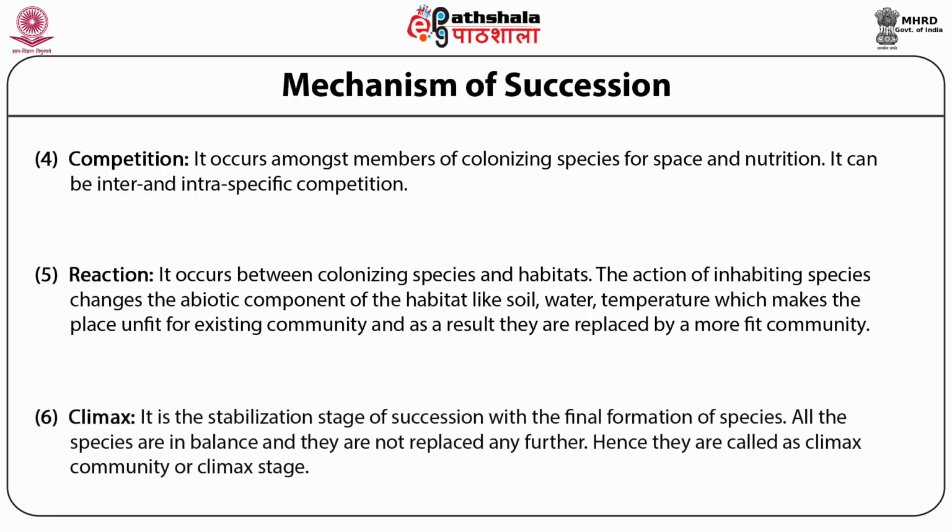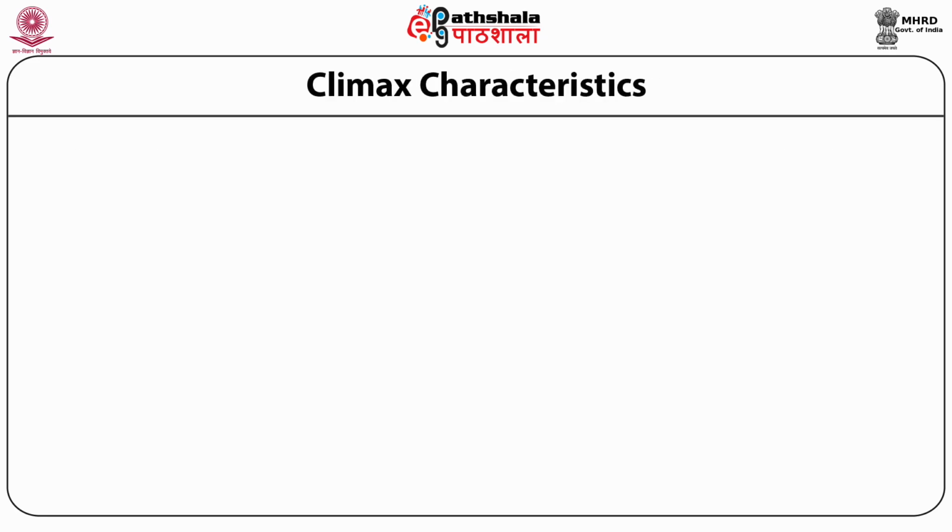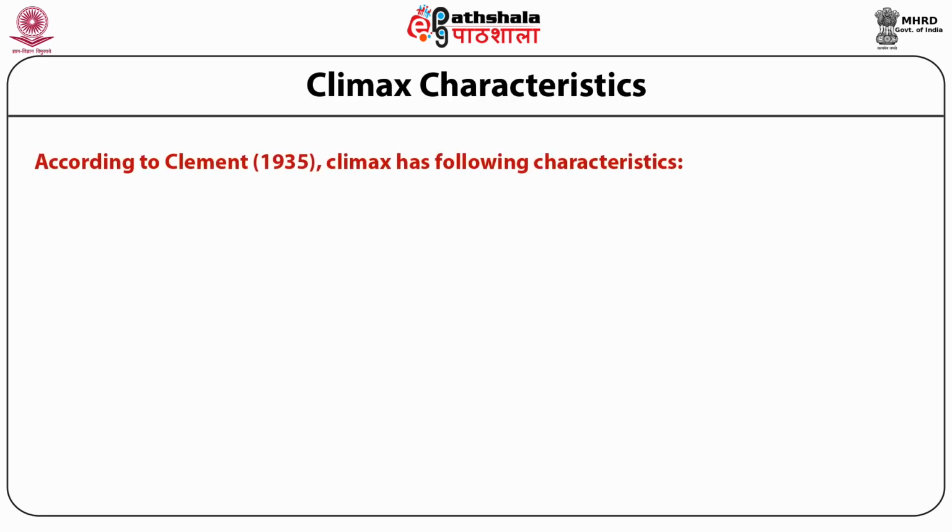The next is climax. It is the stabilization stage of succession with the final formation of species. All the species are in balance and they are not replaced any further. So they are known as climax community or climax stage. Climax characteristics. The climax community of a given area during succession is the stabilized community which forms some sort of equilibrium with the environment. According to Clements, climax has the following characteristics.